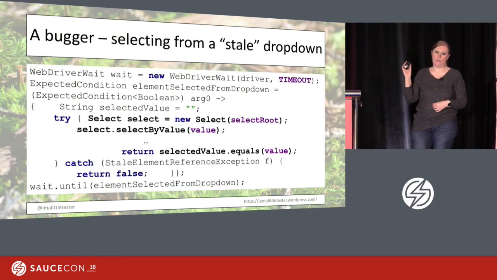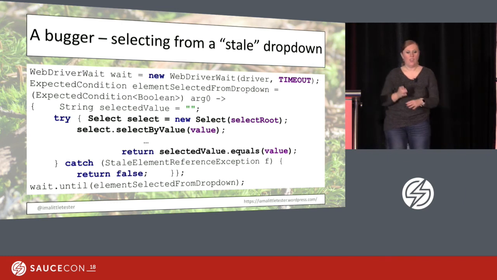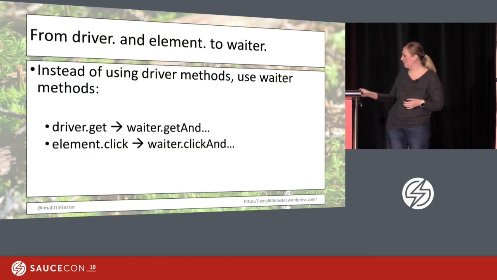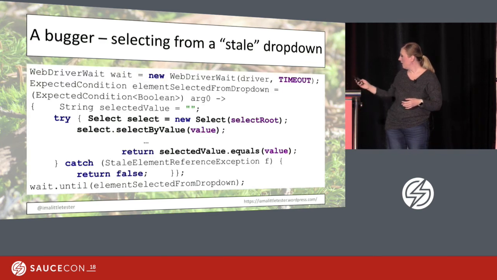This is an example of the worst wait that I ever had to write. There was one particular dropdown in all of the sites that I was testing, just the one dropdown, which was behaving nuts. So whenever you want to select from a dropdown in Selenium, you need to do a new Select. So you need to create a Select object.